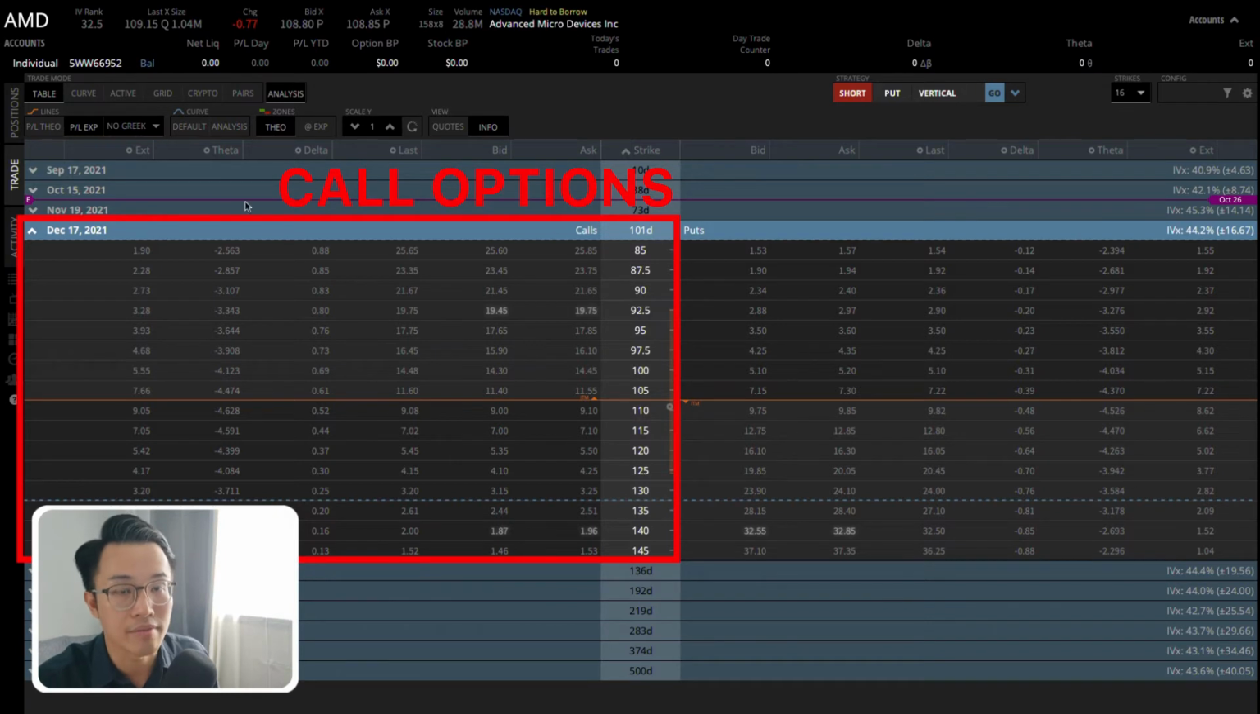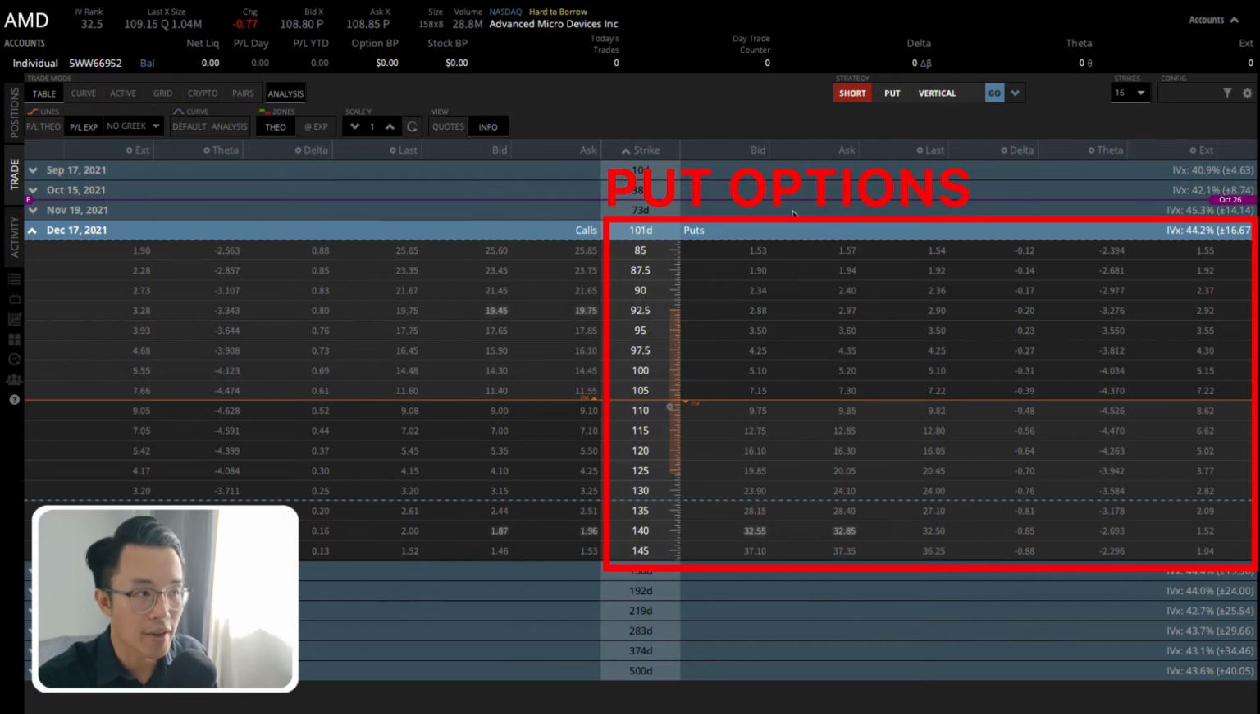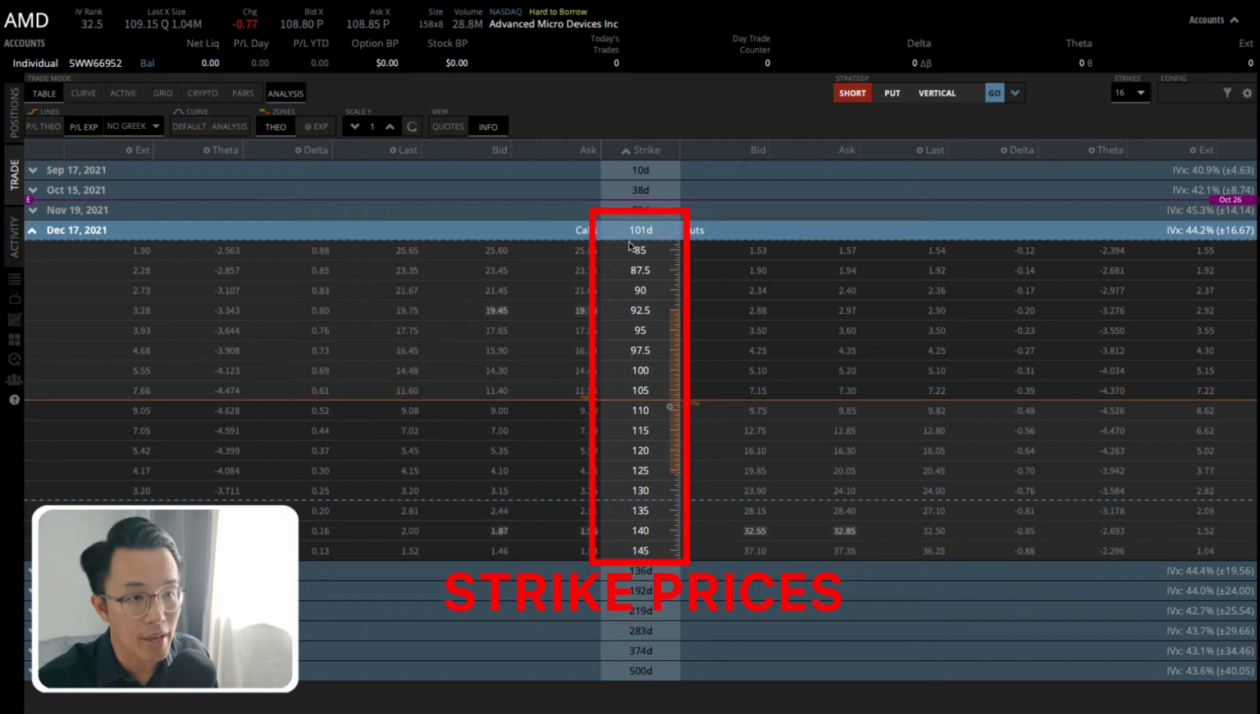On the left side, we have the call options. Remember, these are the options contracts to buy 100 shares of stock. On the right side, we have the put options, which are the contracts to sell 100 shares of stock. And then in the middle, we have all the strike prices.